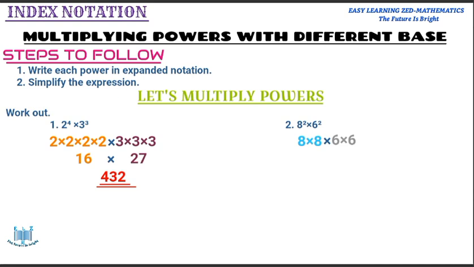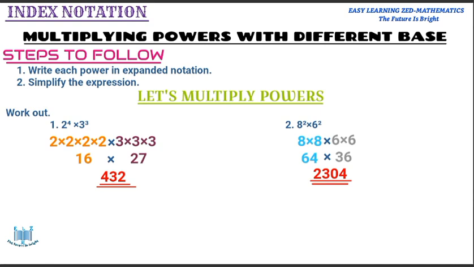I'll start with 8, which is in light blue. 8 multiplied by 8 will give us 64. Then 6 multiplied by 6 will give us 36. Then we're going to multiply 64 by 36, which will give us 2304.